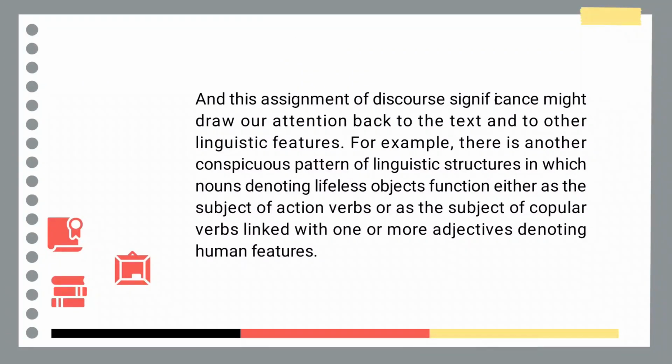And this assignment of discourse significance might draw our attention back to the text and to other linguistic features. For example, there is another conspicuous pattern of linguistic structures in which nouns denoting lifeless objects function either as the subject of action verbs or as the subject of copular verbs linked with one or more adjectives denoting human features. So this means that the presence and choice of linguistic features are significant in interpreting meanings conveyed by the POV. In the case of the poem, the lifeless objects were treated as animated objects, such as giving them abilities.